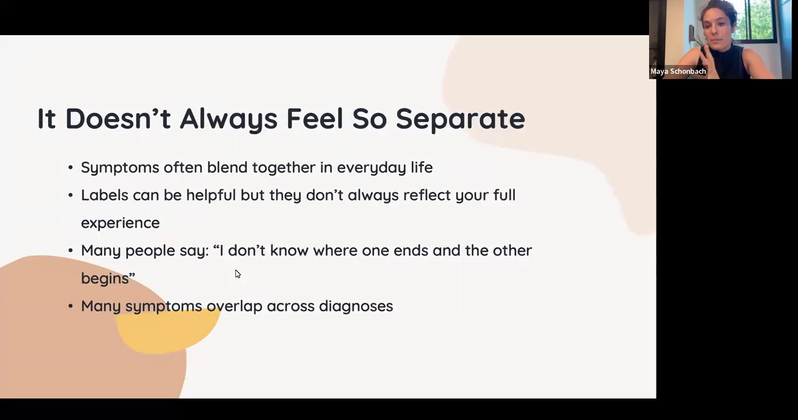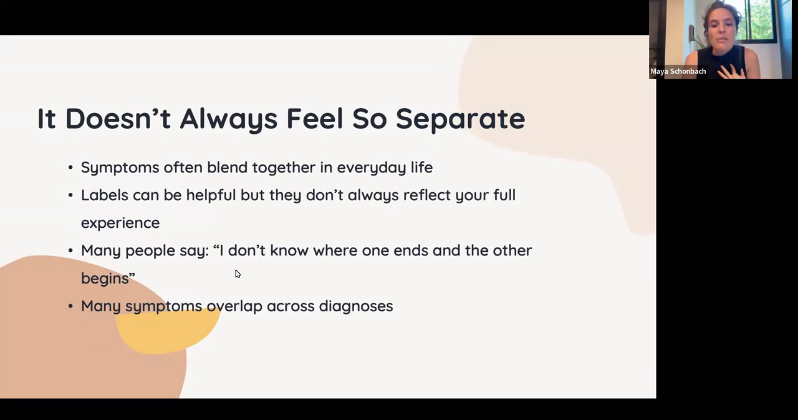So the title here is It Doesn't Always Feel So Separate. So really, diagnoses are useful. They help us get treatment. They help us talk about the same thing when we're trying to communicate, share our experience. But really, life rarely fits into a neat box like a diagnosis. So it doesn't always feel so separate.